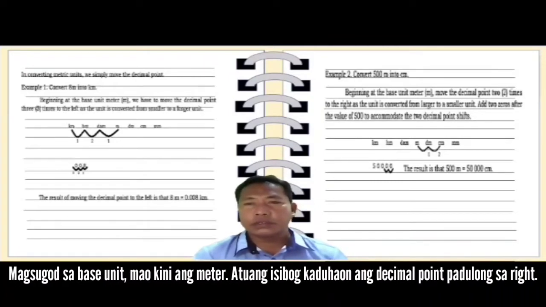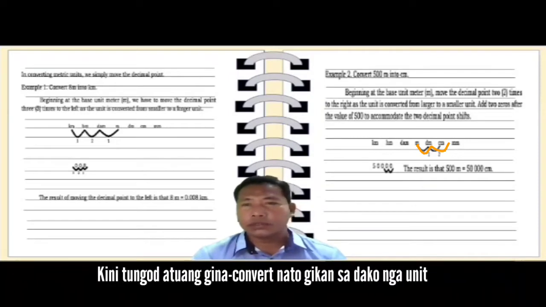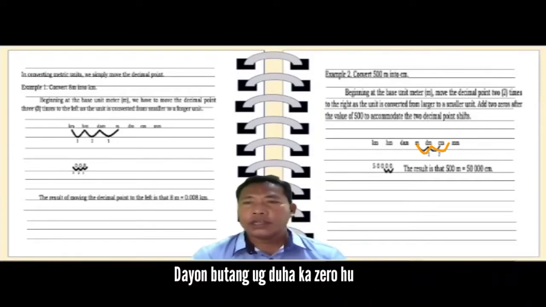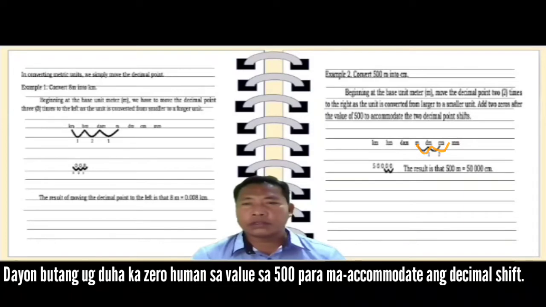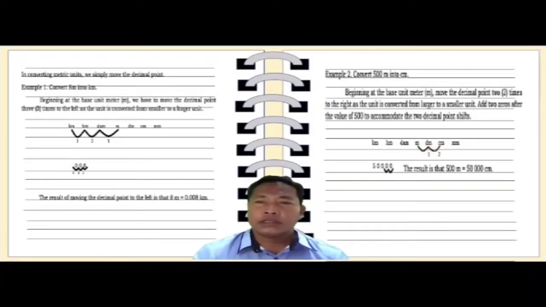Beginning at the base unit meter, move the decimal point 2 times to the right as the unit is converted from larger to smaller unit. Add 2 zeros after the value of 500 to accommodate the 2 decimal points.